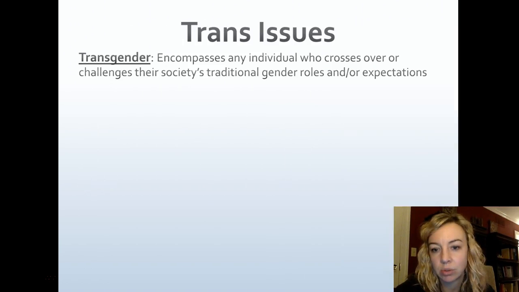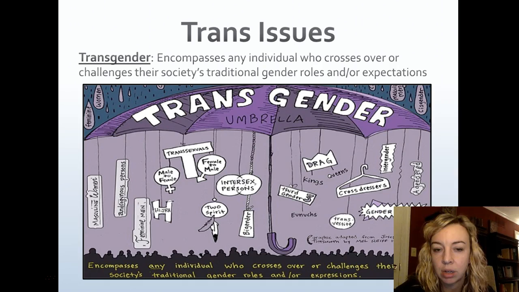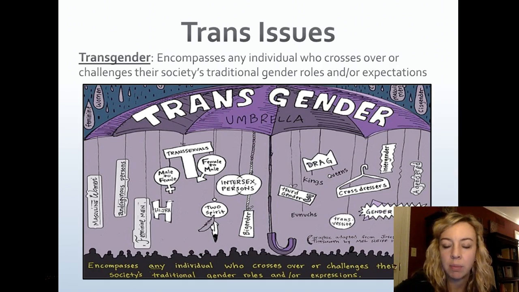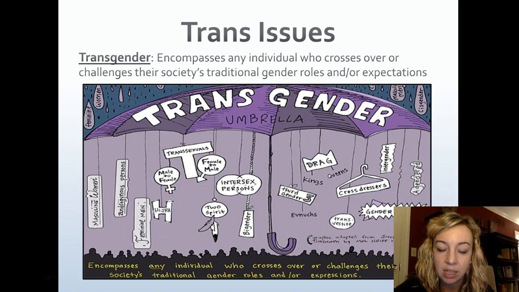Okay, so trans issues. What does transgender mean? Transgender encompasses any individual who crosses over or challenges their society's traditional gender roles or expectations. And so we can think of transgender as a huge umbrella under which there are all these different issues and experiences. So any of these things are within transgender. Now you'll notice that outside of the umbrella are feminine women and masculine men, and also cisgender.